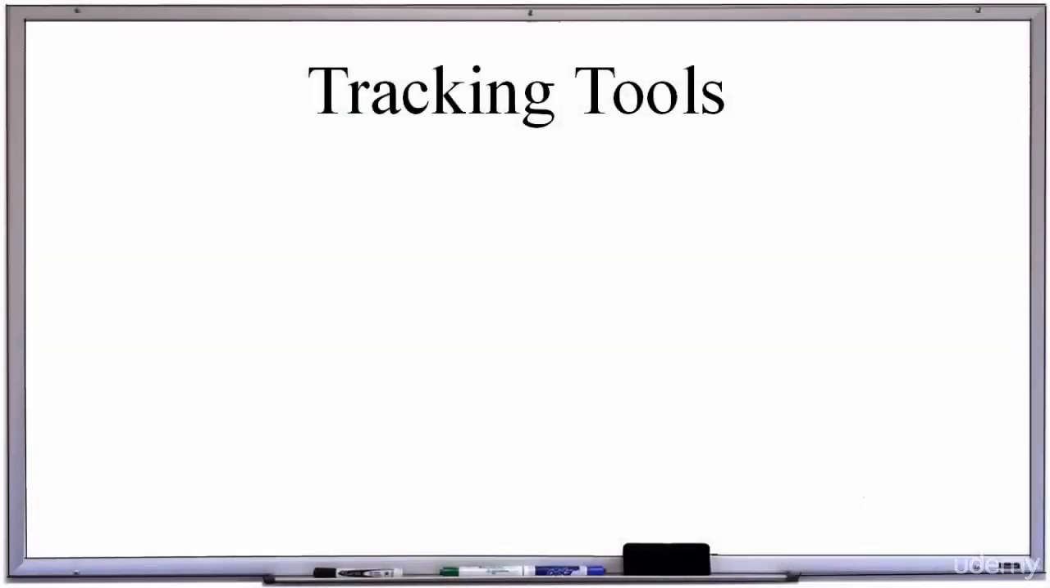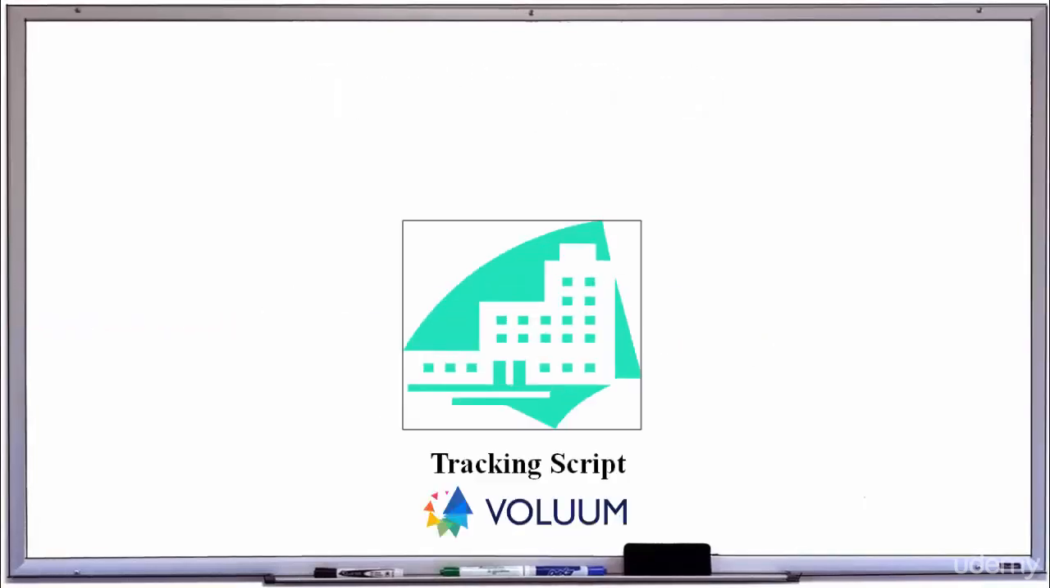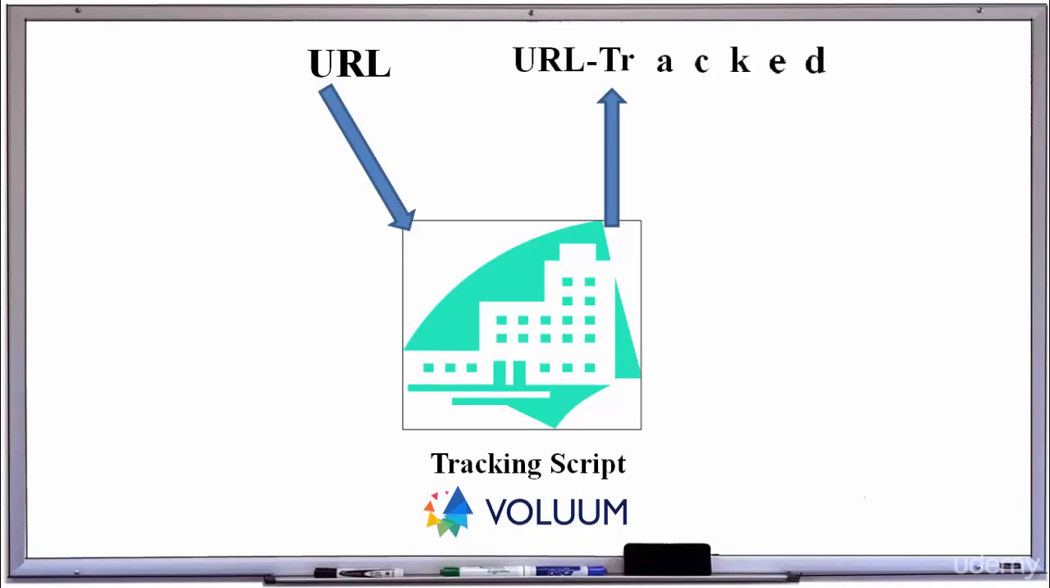So after picking up the offer and getting the URL affiliate link, we need to use this link in the tracking script. So let's imagine this is the tracking script. What we're going to do is take the affiliate link that we get from the CPA network. This URL, we're going to integrate in the tracking script. And that tracking script is going to change this URL and give us a new tracked URL.